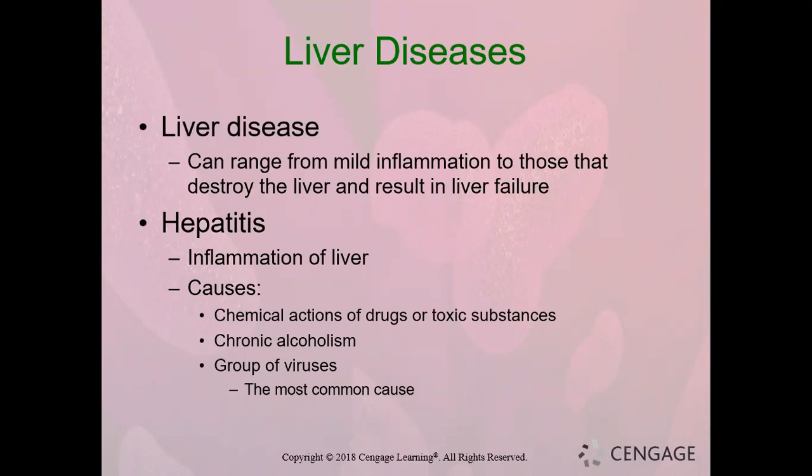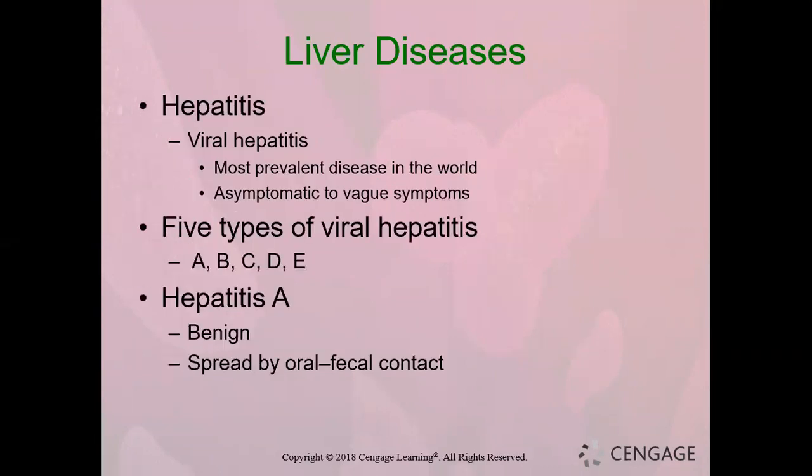Hepatitis is inflammation of the liver. There are different kinds of hepatitis. We have A, B, C, D, and E. Viral hepatitis is the most prevalent disease in the world. A is benign and it's spread by oral fecal contact, which, as you might guess from that term, means that somebody was excreted in someone's poo and then somebody else, they don't wash their hands well and they touch something and then you ingest that.